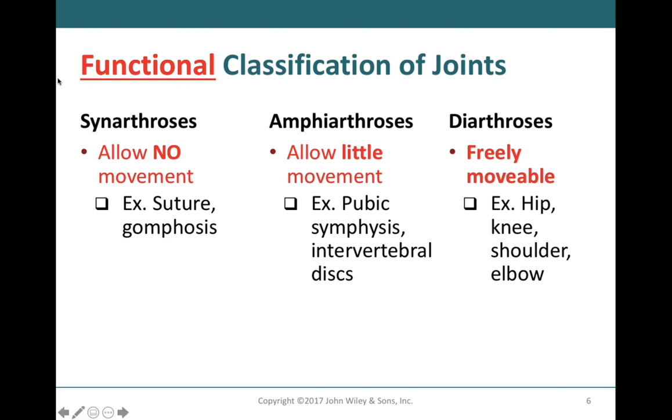So synarthroses are immovable joints, amphiarthroses are slightly movable joints, and diarthroses are freely movable joints. Each joint in our body is going to get its own functional classification, and each joint in our body is going to get its own structural classification as well.